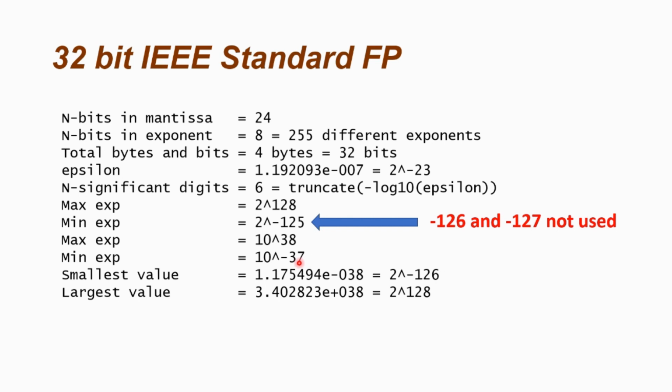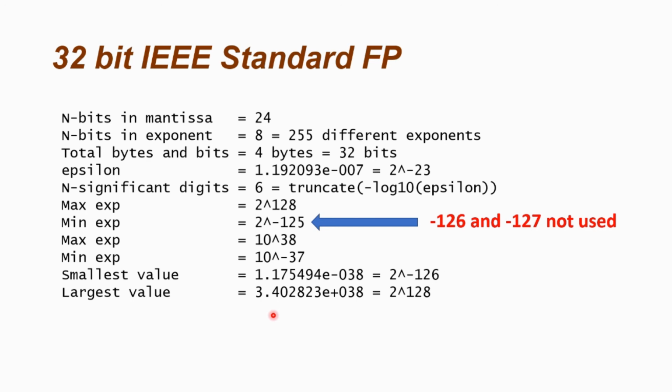The smallest representable value is 2 raised to power minus 126, which is this value. The largest value is 2 raised to power 128, which is 3.4 into 10 to power 38. So having values from minus 10 to power 38 to plus 10 to power 38 gives you sufficient range of values for most mathematical calculations, and this should be sufficient for you.